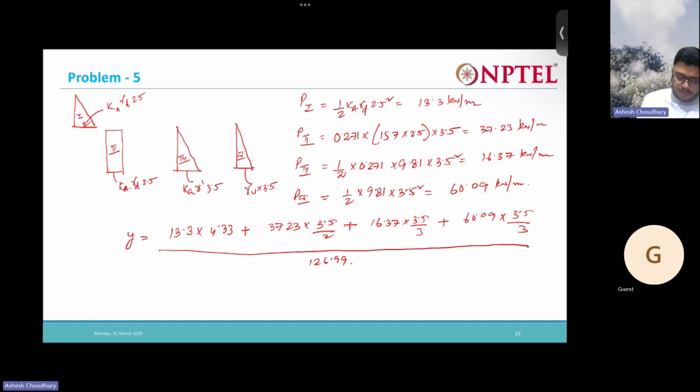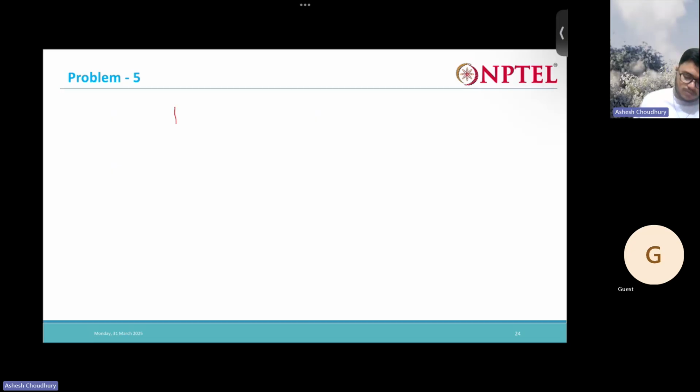Okay, so I forgot to write the total sum up. So PA is 1.68 meters. So the wall, the water. Okay, the PA is acting somewhat here.